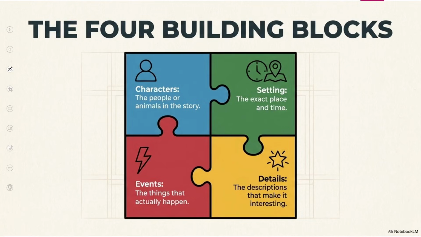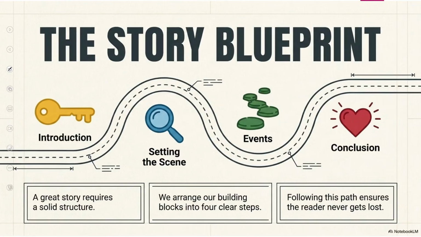These have four basic elements. Firstly, characters. Second, settings. Third, events. Lastly, we have last element, details. Characters, the people or animals in the story. Setting, the exact place and time. Events, the things that actually happen. And the details, the description that make it interesting.